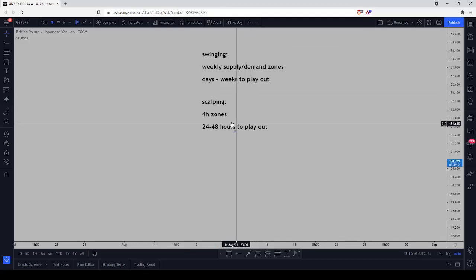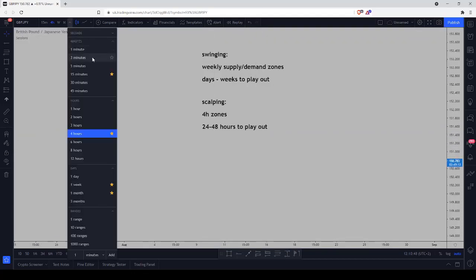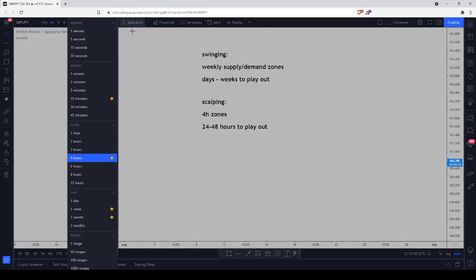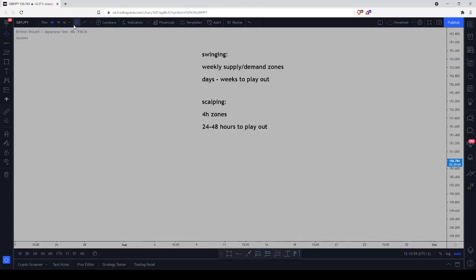Now, I've seen lots of people who scalp. For them, scalping means 1 minute, 2 minutes, even seconds. I've seen second time frames. That's here as well. Seconds. There we go. So you can literally have second time frames, which is crazy stuff. This is impossible to trade.